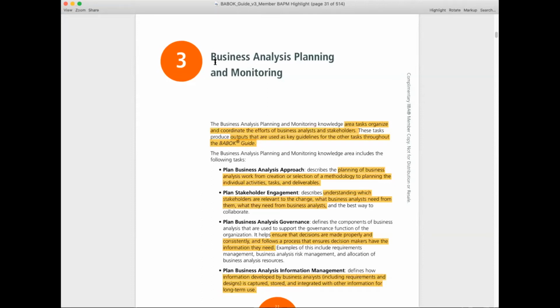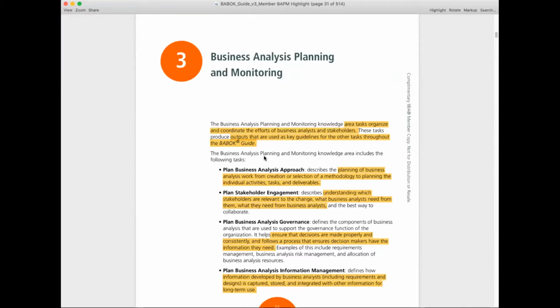Alrighty, so now we're going to be talking about business analysis planning and monitoring. This is our first knowledge area in our third chapter. Basically, business analysis planning and monitoring are the tasks that we perform in order to coordinate business analysis work in coordination with the stakeholders. So these are the various outputs that are produced to basically serve as a guideline for the rest of the tasks throughout the BABOK guide.